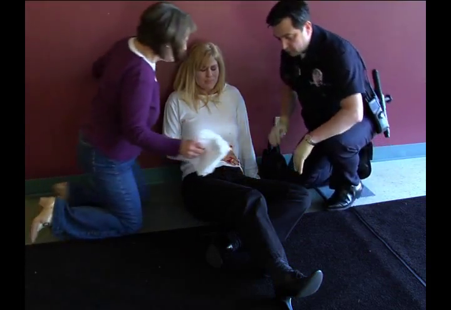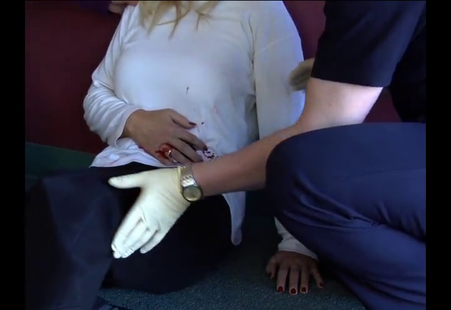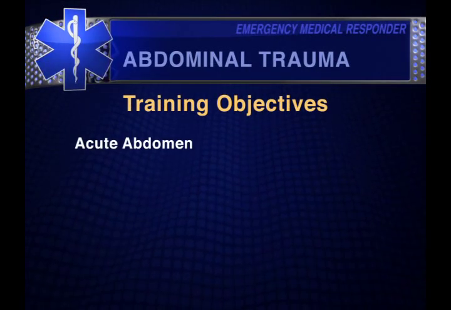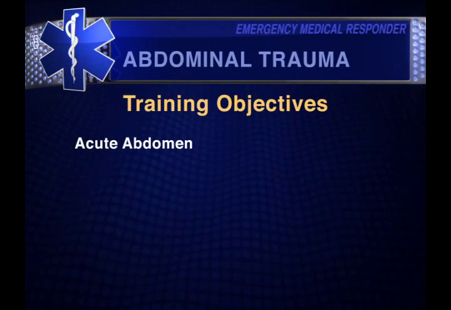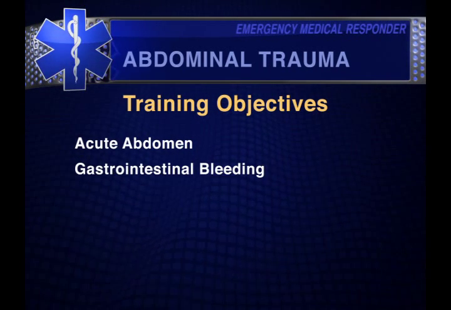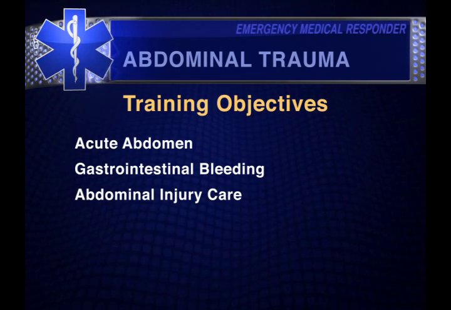In this program, we will present the kinds of abdominal emergencies you are likely to encounter and how to provide emergency care for them. The training objectives are to present the signs and symptoms of and care for acute abdomen, to present the causes of and management for gastrointestinal bleeding, and to demonstrate care for abdominal injuries.